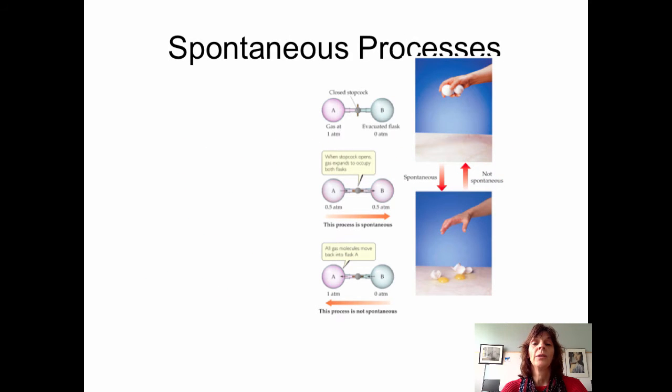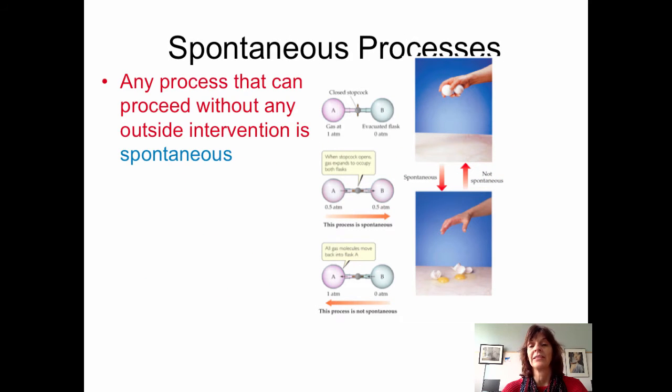All right, so we're going to be talking first about what it means to be spontaneous. And in chemistry, that means anything that can proceed without outside intervention. So let's look at these pictures here. You've got a couple eggs. When you drop them, they break. That's spontaneous. But it is not spontaneous for them to go from broken eggs back up into your hand as whole eggs. Not spontaneous.